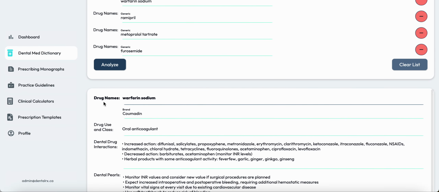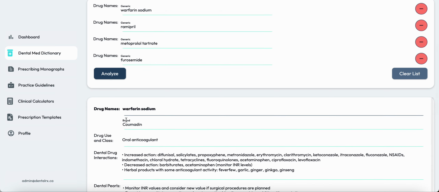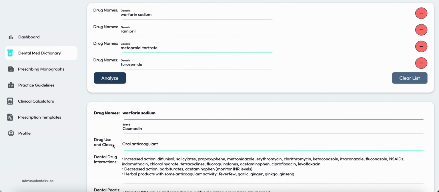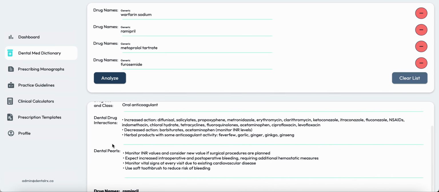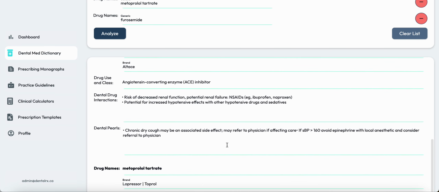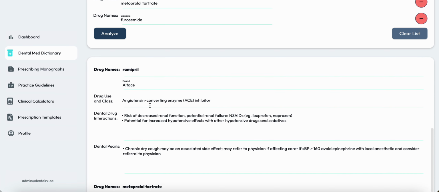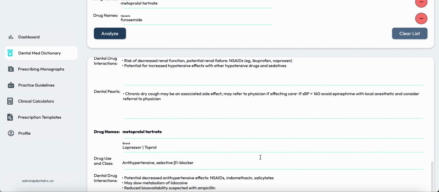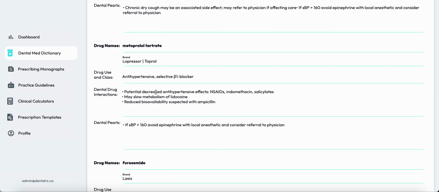You'll see we can take a look at the drug itself, the use in class, the interactions and dental pearls. In this circumstance, I want to draw your attention to the fact that we should be monitoring for intraoperative and postoperative bleeding, and then for their blood pressure medications and heart medications, we can potentiate renal failure with NSAIDs, and also we're going to want to be monitoring their blood pressure as well.